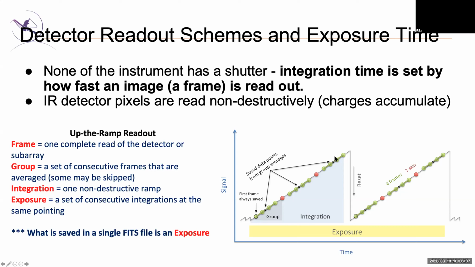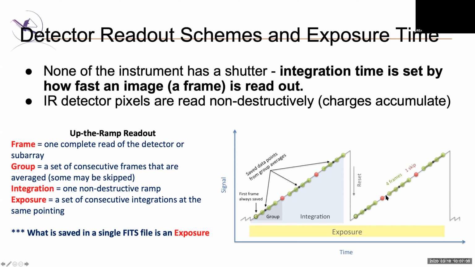After you've reached the top of your integration, you reset and you start another integration. And when you put all the integrations next to each other, that's called an exposure. An exposure is what you'll get when you download your data. As a scientist, you'll get a FITS file, and each FITS file is an exposure. And so an exposure can contain, in this case here, 2 integrations, but it can contain more than that.